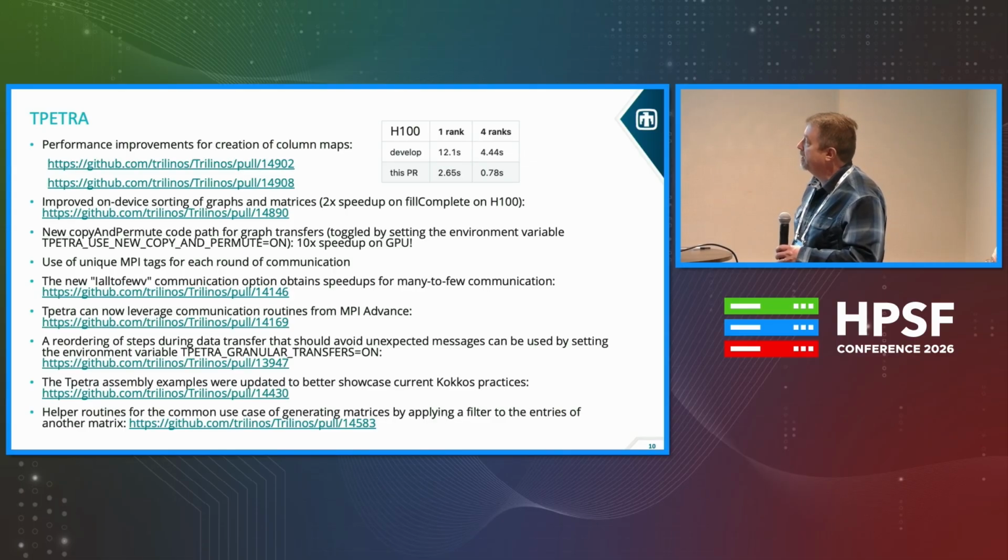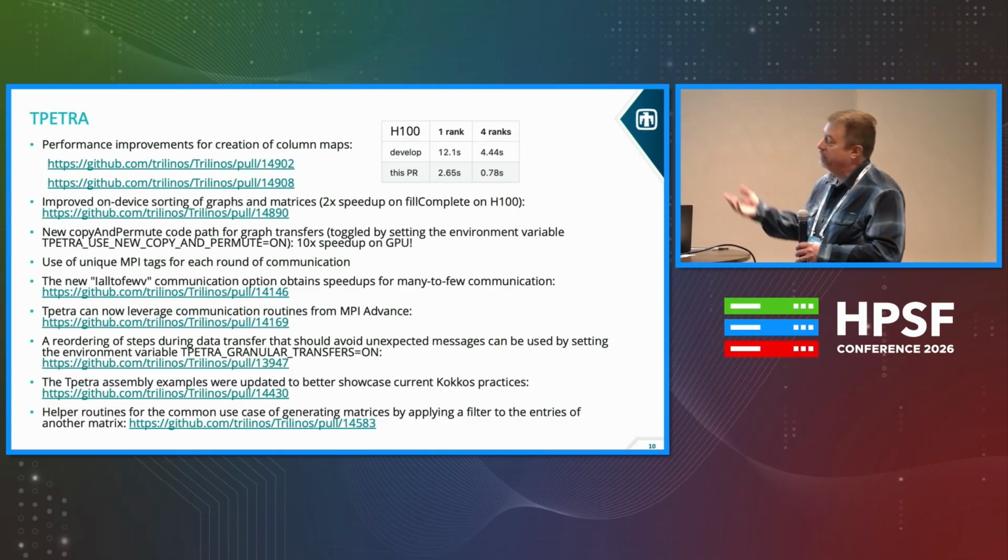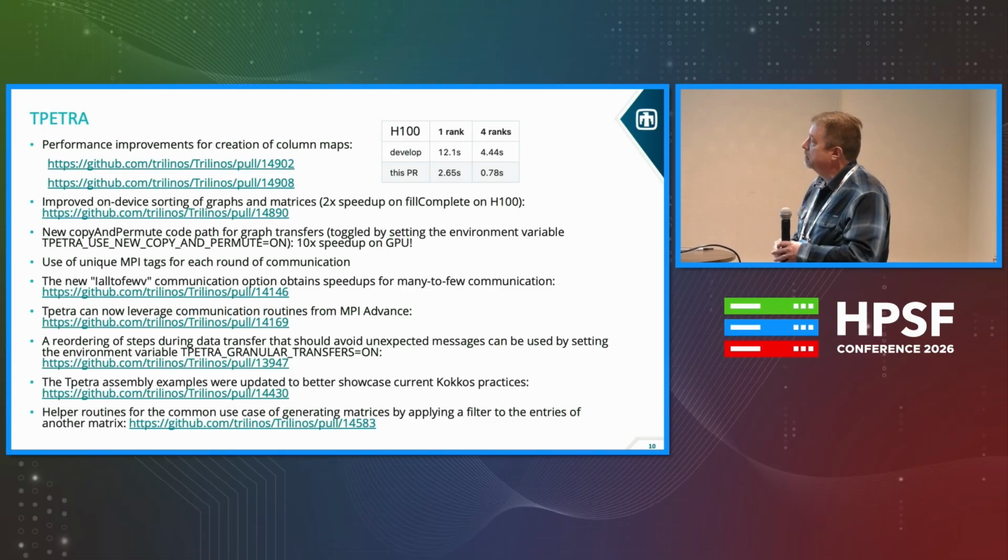We use MPI tags for communication now. There's unique MPI tags. There was some work on this all-to-few communication to get speedups. I guess that was mostly for preconditioner support. Tpetra can now leverage some communication routines in MPI Advance, so I think this is more exploratory work. But MPI Advance is a wrapper around MPI to try and improve collectives and things of that nature.